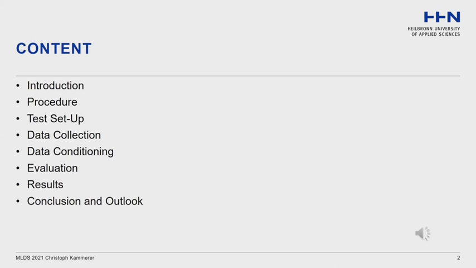Then I will describe the methods used to preprocess the data before classification. After that, there is a chapter describing how the different methods are evaluated and compared. Then the results are listed, and in the end, there is a conclusion and a short outlook.